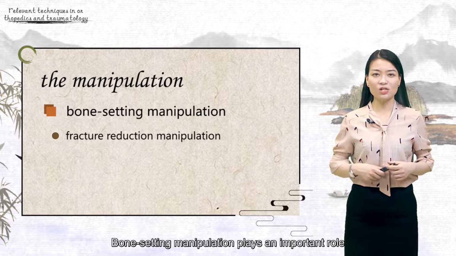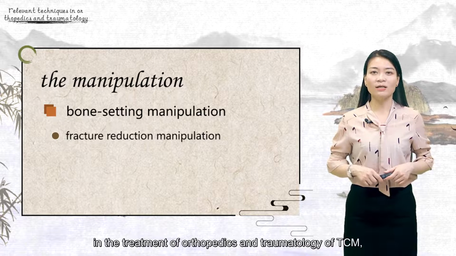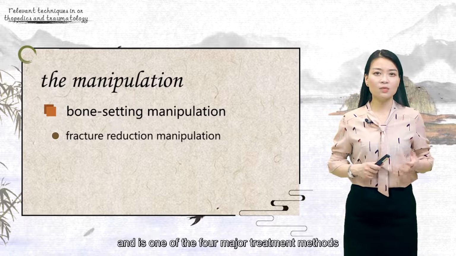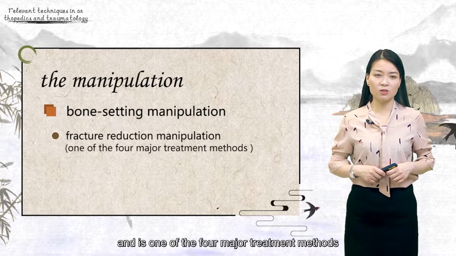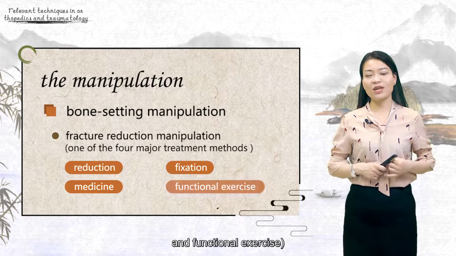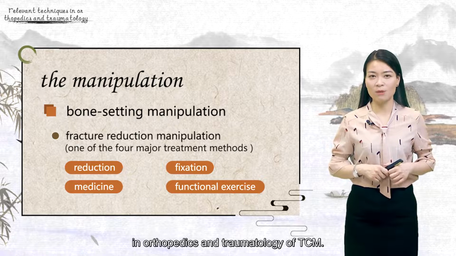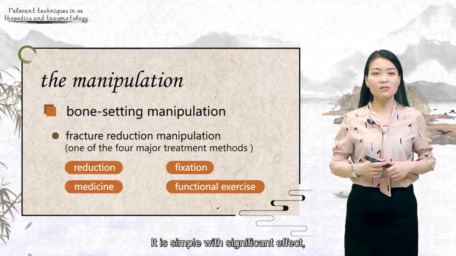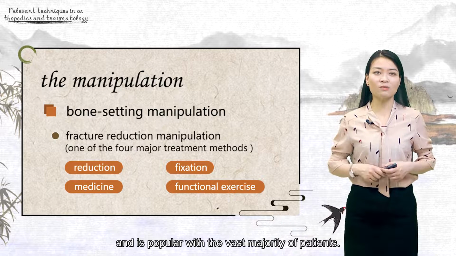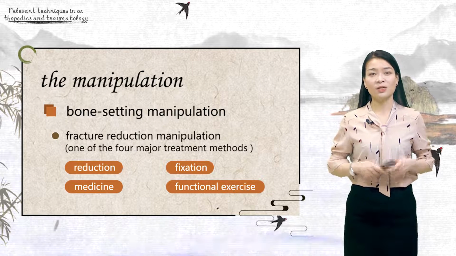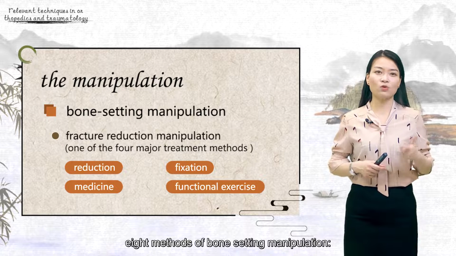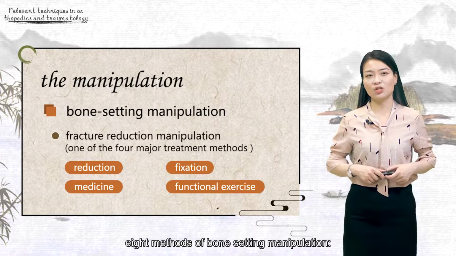Bone setting manipulation plays an important role in the treatment of orthopedics and traumatology of TCM, and is one of the four major treatment methods: reduction, fixation, medicine, and function exercises in orthopedics and traumatology of TCM. It is simple with significant effect and is popular with the vast majority of patients. Here, I will mainly talk about the application of 8 methods of bone setting manipulation.